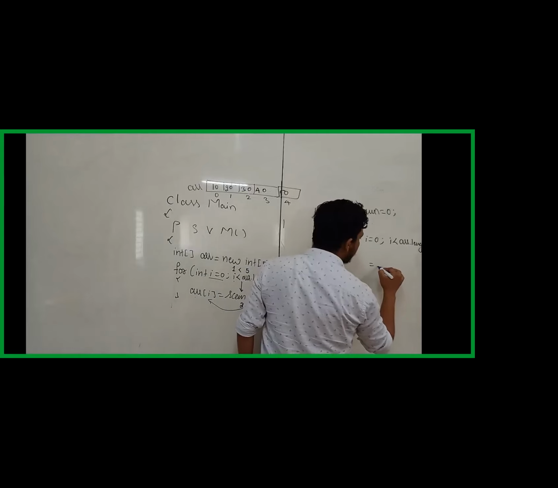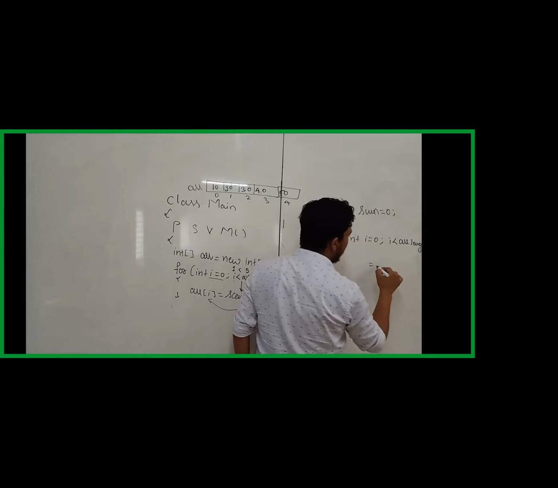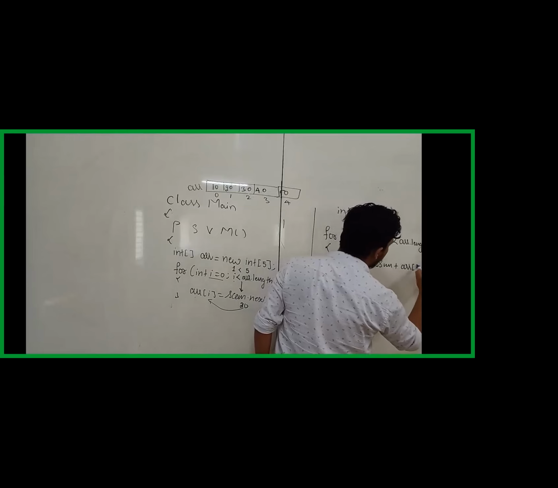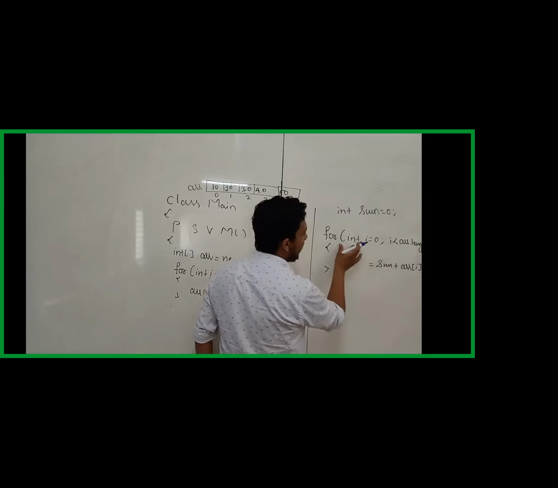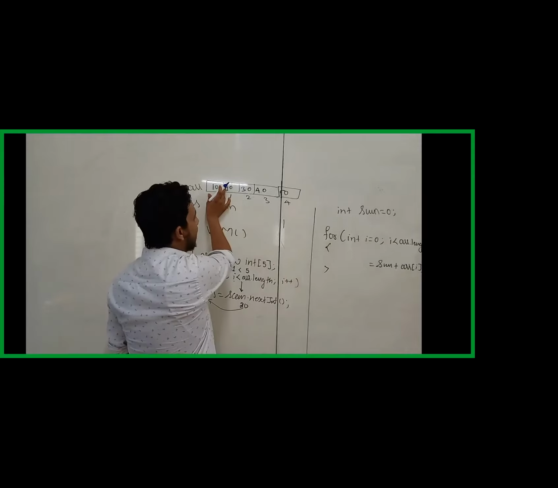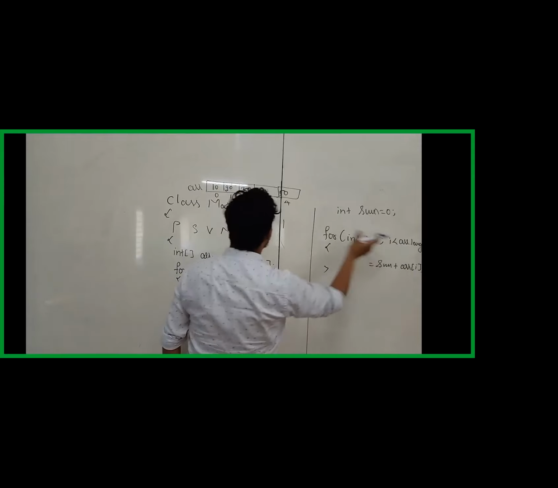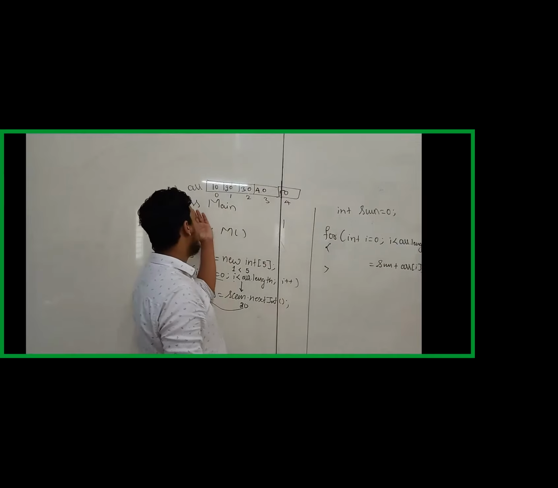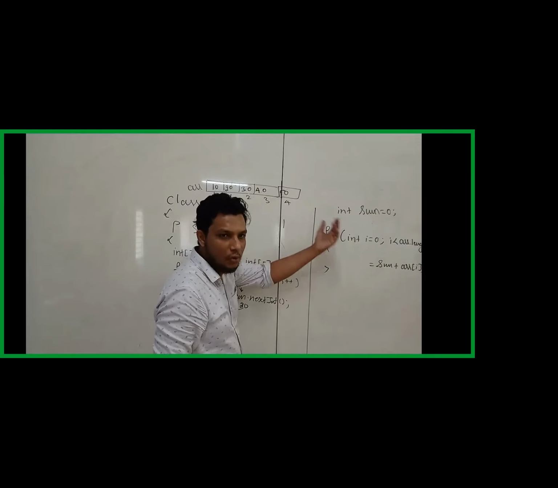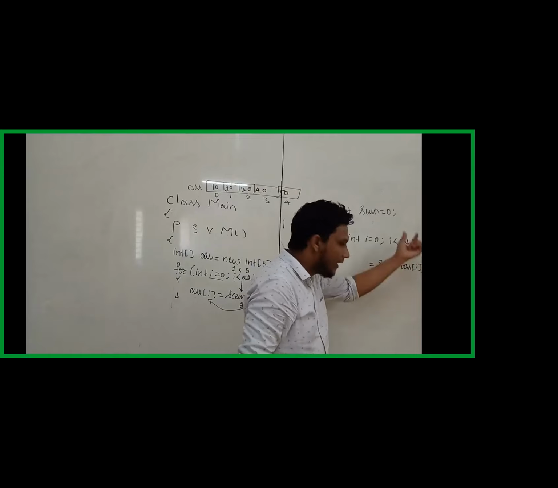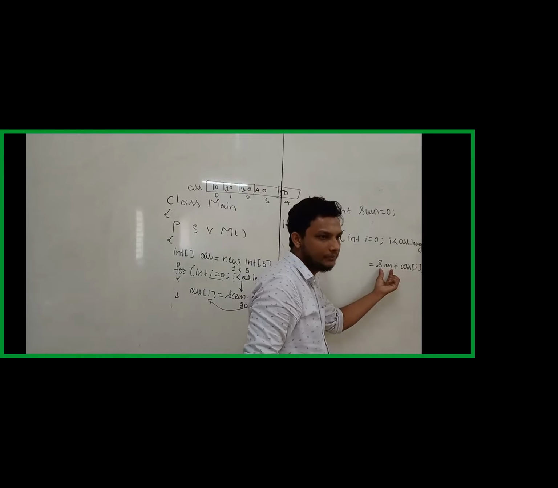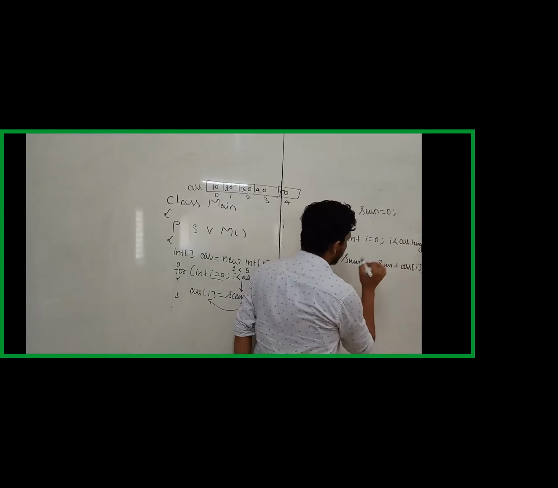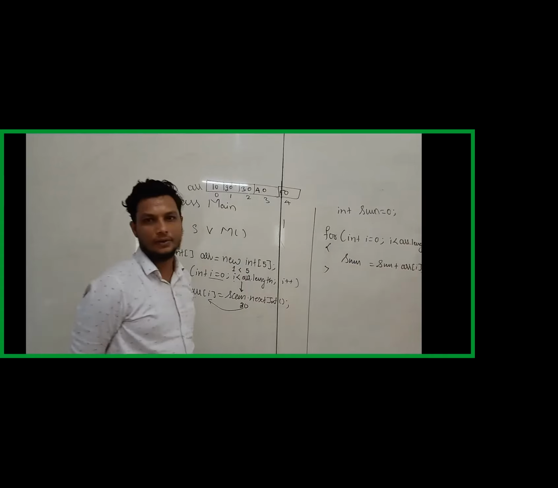Whatever the total is, I'll write sum plus arr[i]. So if the i value is equal to 0, it will give the value of this one. If the i value is equal to 3, it will give the value of this one. Like this, each and every time it is looping, the i value will be incremented. That value I'll take and store inside sum. That total value I'll store inside a variable called sum. That's it. Our program is ready.